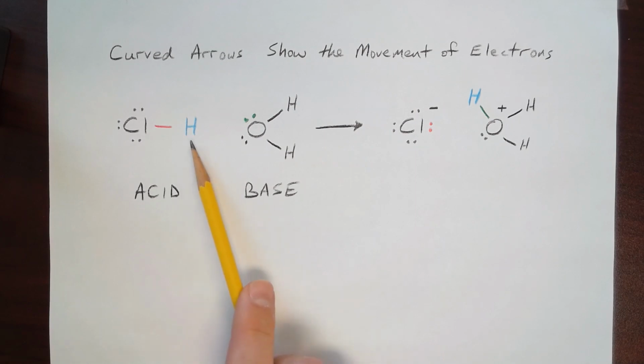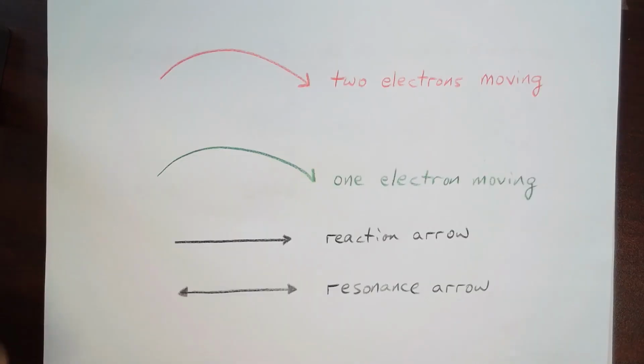While a proton does move from one molecule to another, it is the electrons that form new bonds. It is our goal to show how the movement of electrons yields the final products. To show the movement of electrons, we will use curved arrows.